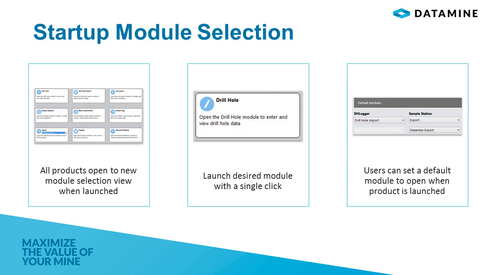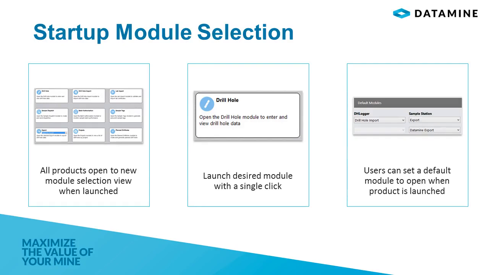So now every single product, DHLogger, Sample Station, Fusion Administrator, Fusion Client, when you first launch these products, you're going to get presented with a tile view. So it's going to show you all the main modules of that product, and then you can single-click launch into that module. So right away, if you have a user that is always performing lab imports, well, in the previous version, they would have to open DHLogger, close the main drill hole window, open the lab import window. 3 or 4 clicks later, they're in the appropriate screen. Well, now they can just click right into the lab import module.